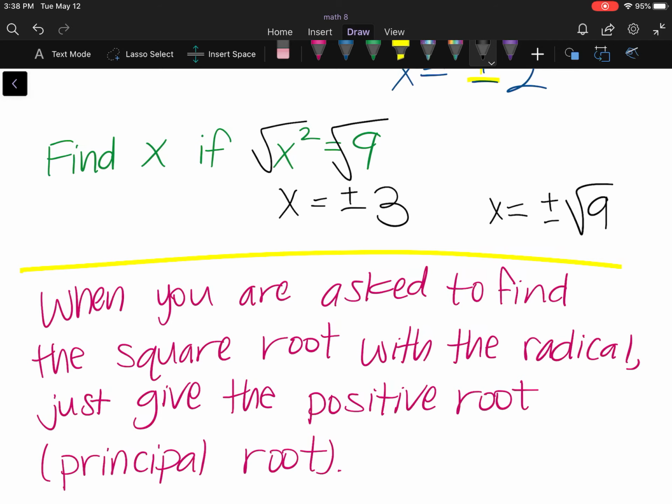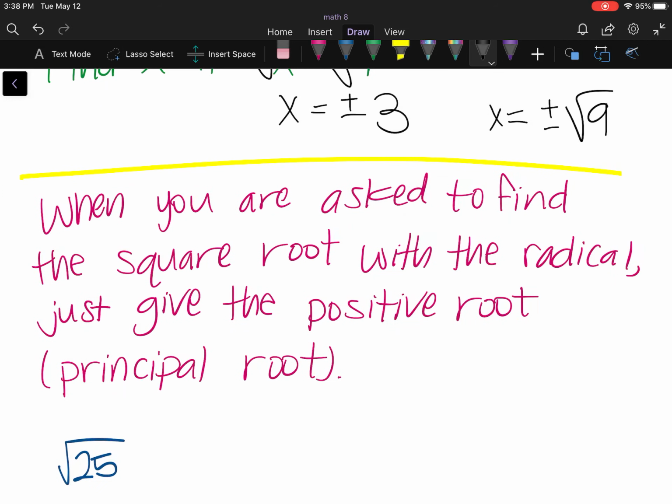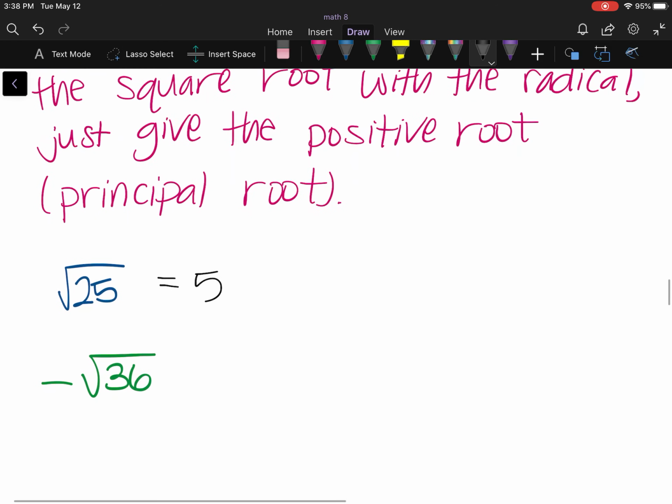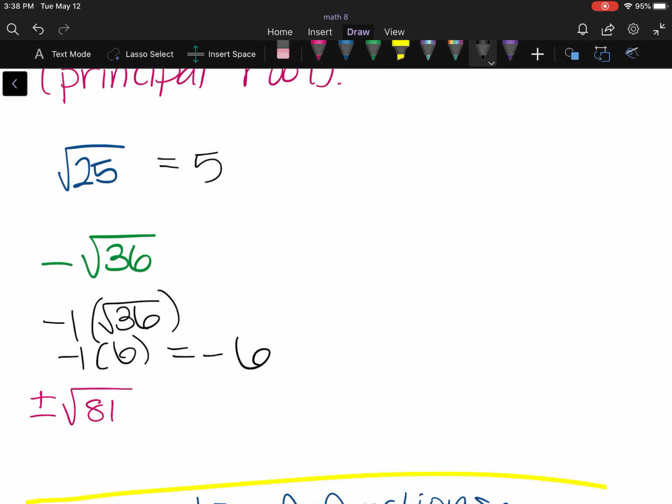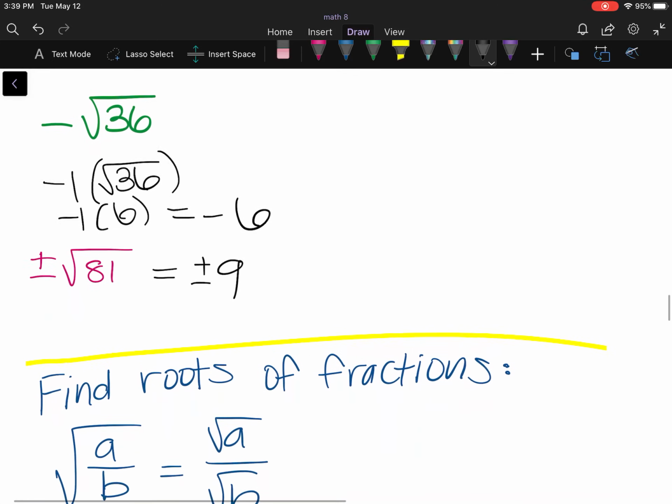Generally, when you're asked to find the square root with the radical, just give the positive root, known as the principal root. So if we're going to find the square root of 25, that is 5. Now if we have the negative square root of 36, you'll notice the negative sign is outside of the square root. That means it's basically saying negative 1 times the square root of 36, which is negative 1 times 6, which is negative 6. Now we have plus or minus square root of 81. That means we're looking for the positive and negative square root, which is positive or negative 9.